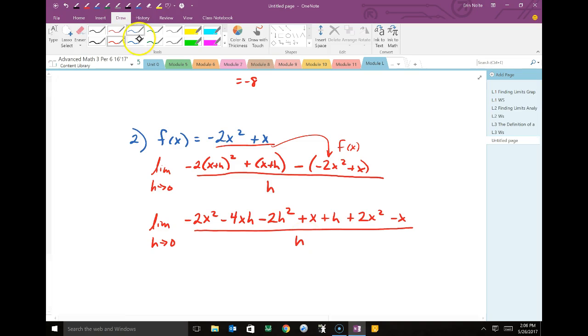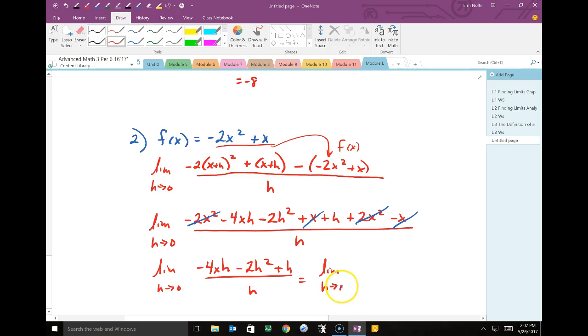Okay. So now I combine like terms. What do you see? The 2x squared cancels, right? The x's cancel. Have you figured anything out yet? Have you noticed anything spectacular? Everything that's left always has an h in it. That's not a coincidence. All right, so let's pull an h out of the top. Ready?